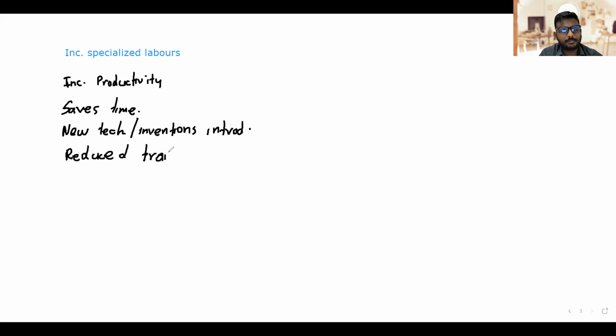Division of labor leads to reduced training and stuff. If you go to a company and there are hundreds of processes to do, and if they train you for all 100 processes, how long will it take, how much time will be wasted, and it will be difficult for you to learn also.